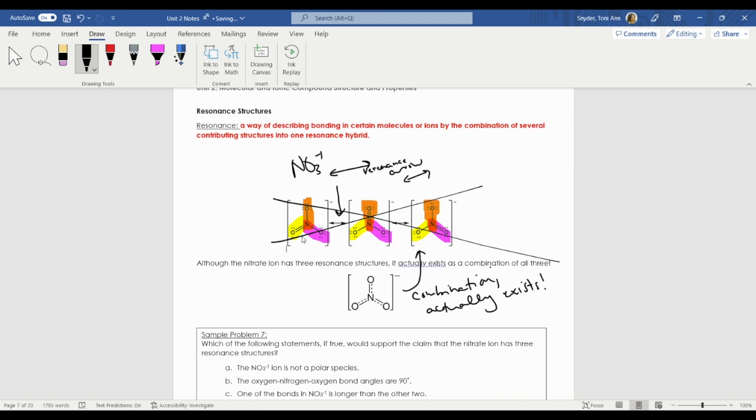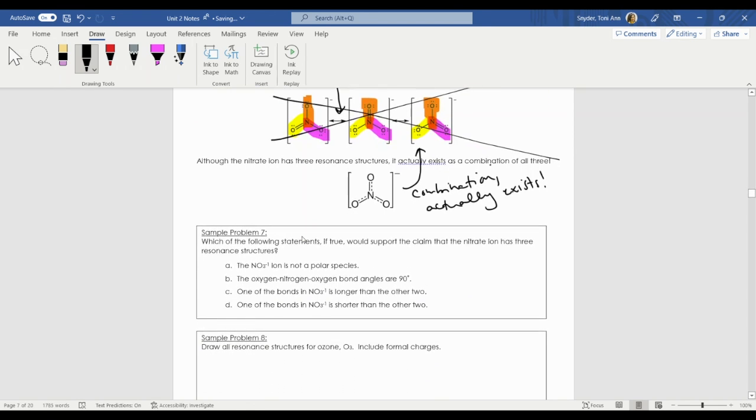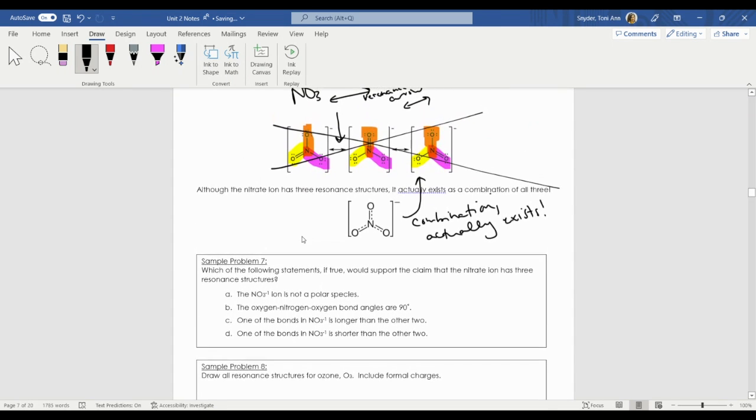So here's a multiple choice question that I found that I think is a great example. It says, which of the following statements, if true, would support the claim that the nitrate ion has three resonance structures? We have these examples right here. I'll just give you the answer first. The answer is actually A. The nitrate ion is not a polar species.